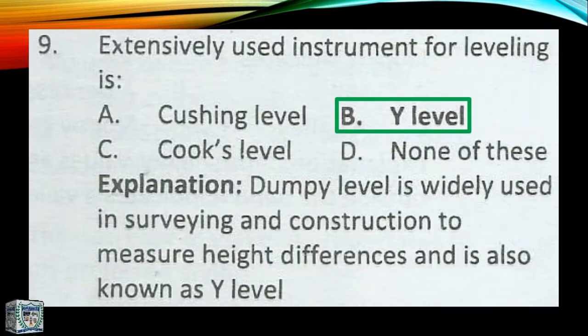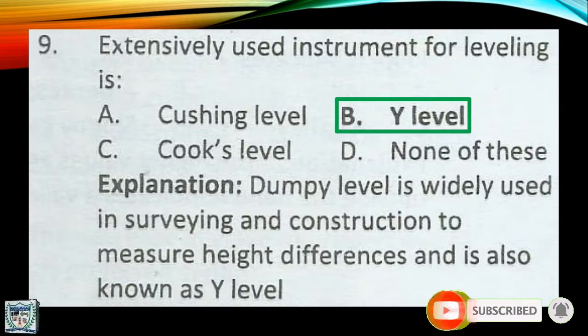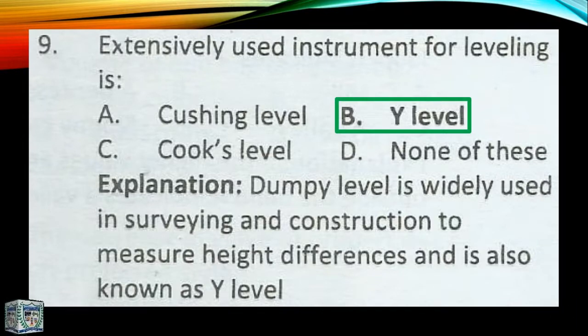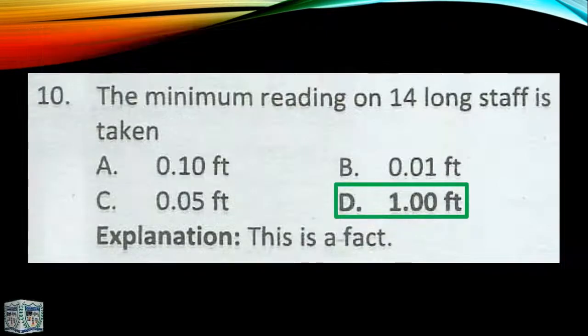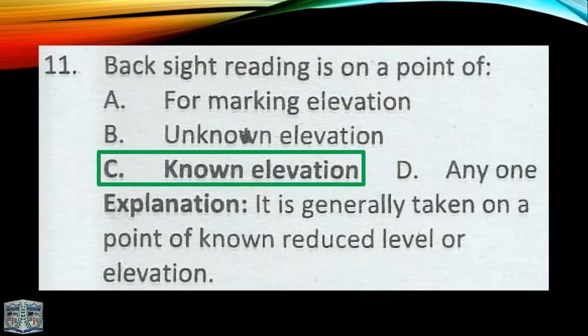Question 9. Extensively used instrument for leveling is a Y level. Option B, the dumpy level is widely used in surveying and construction to measure height difference and is also known as a Y level. Question 10. The minimum reading on a 14-foot long staff is taken. Option D, 1 foot. It's a fact. Question 11. Backsight reading is on a point of option C, known elevation. It is generally taken on a point of known reduced level or elevation.